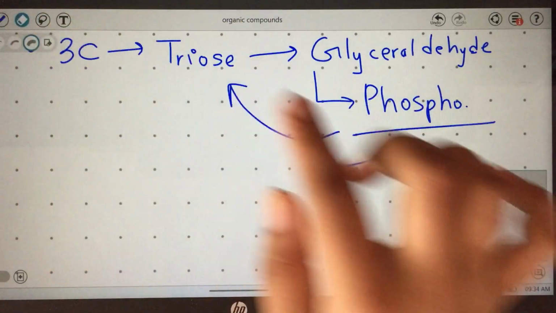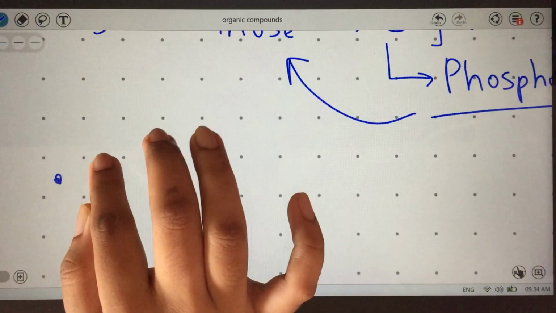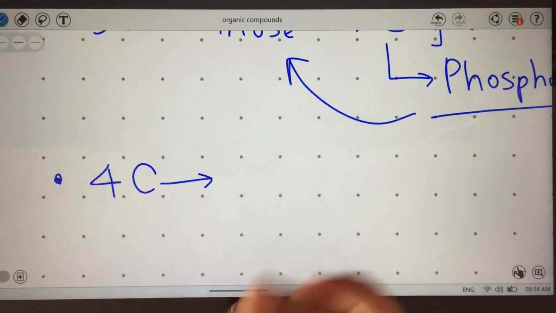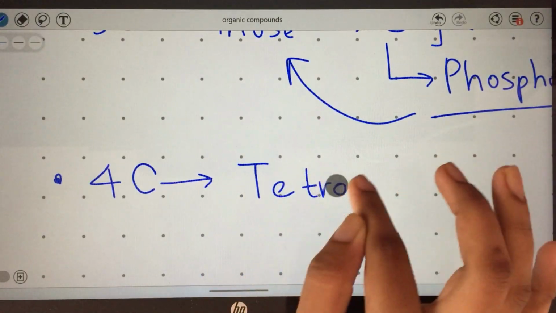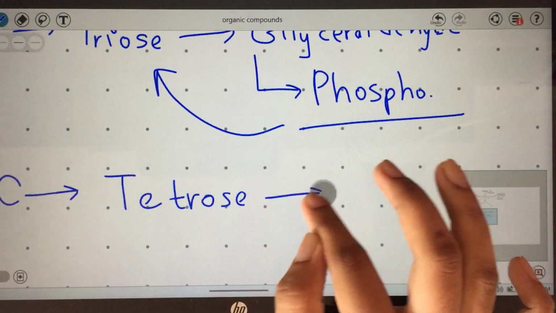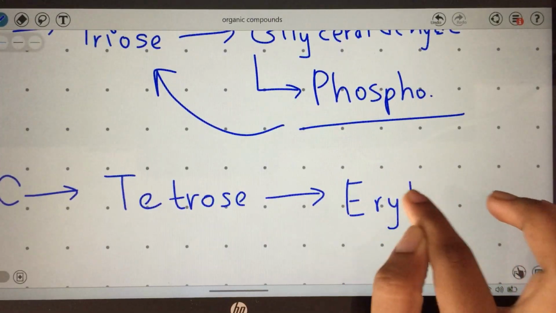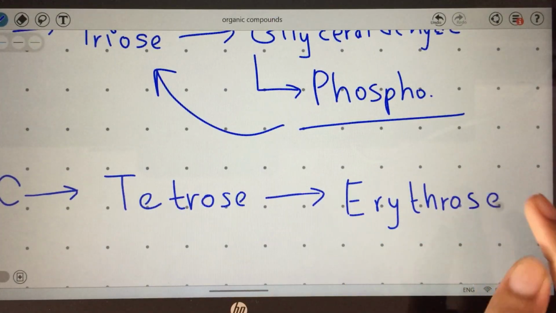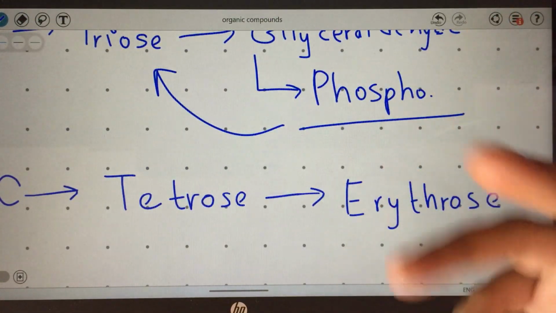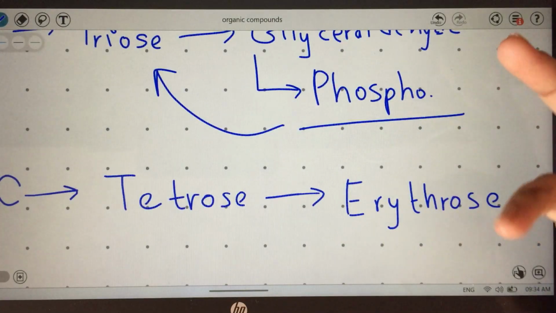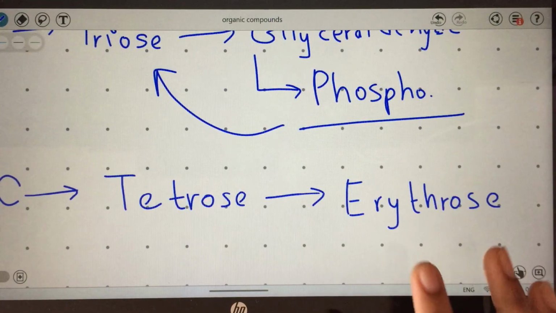Okay. Now we are going to move on to 4-carbon. So 4-carbon, you call it tetrose. Okay. So tetrose means 4-carbon. Now for tetrose you have an example. What's the example for tetrose? You have erythrose. Erythrose. This ose means sugar, something like sugar, okay? Glucose, lactose, cellulose, tetrose, erythrose, okay? Ose means like sugar. So erythrose is an example for tetrose, okay?